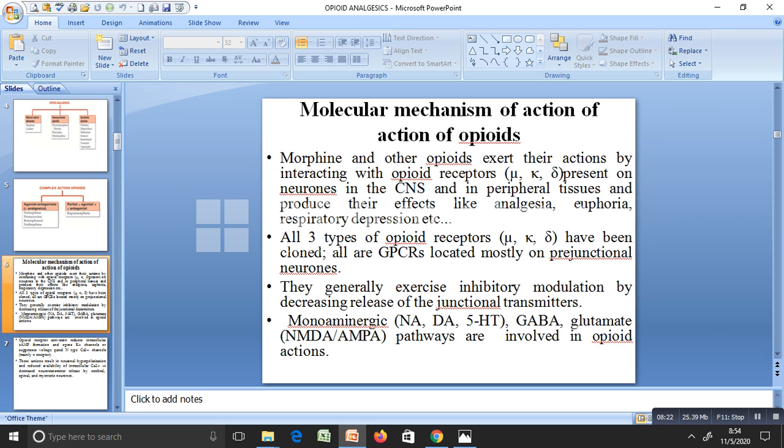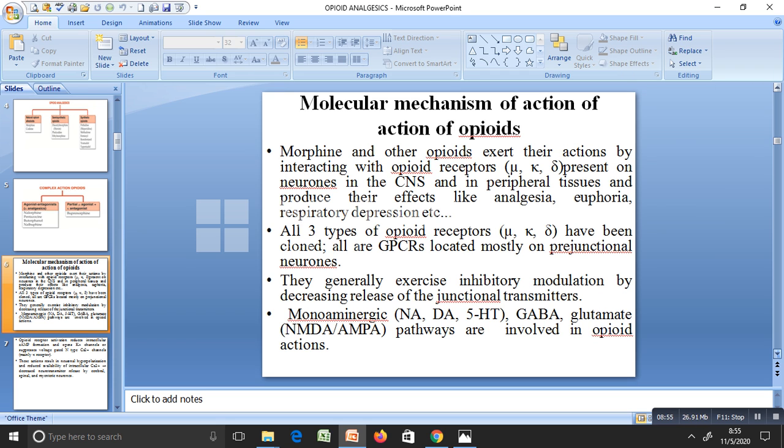The transmitters are monoaminergic transmitters like noradrenaline, dopamine, 5-HT, GABA, glutamate, NMDA, AMPA pathways that are involved in the opioid action. Hope you are simultaneously writing the notes. This is the molecular mechanism of action.